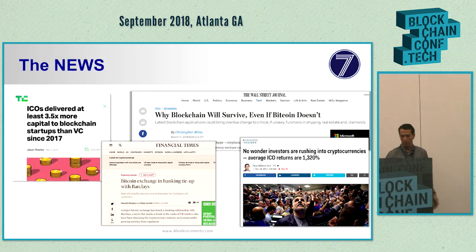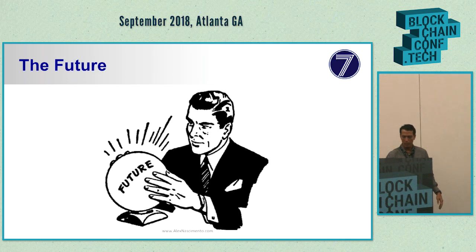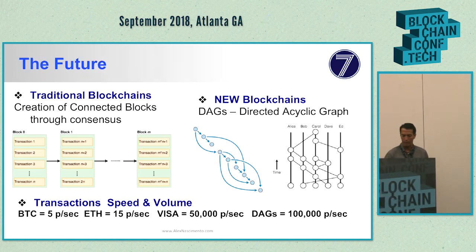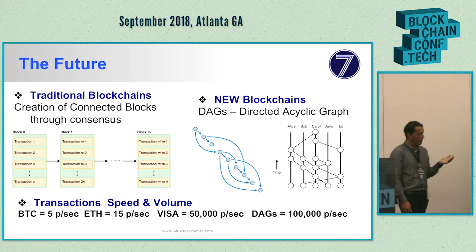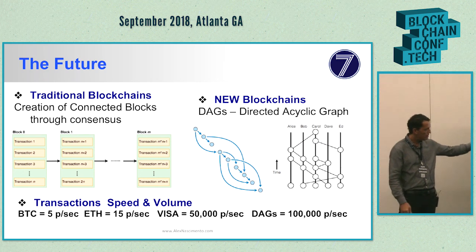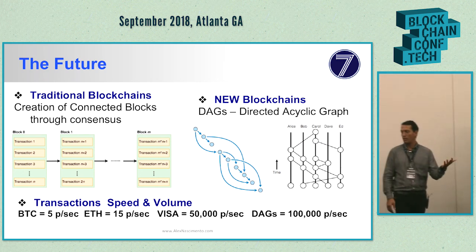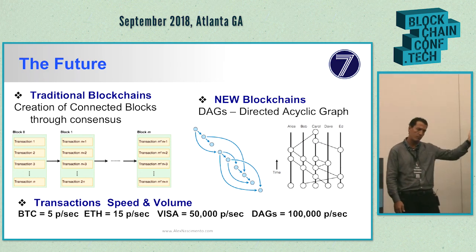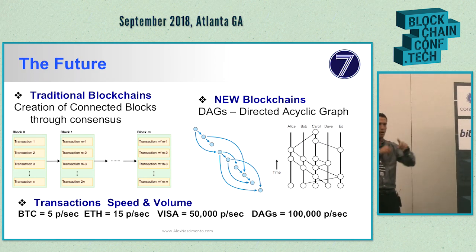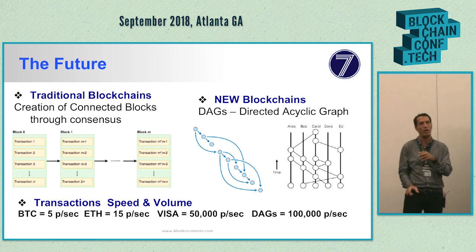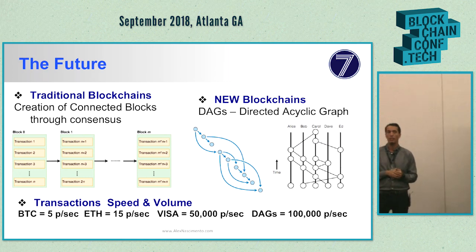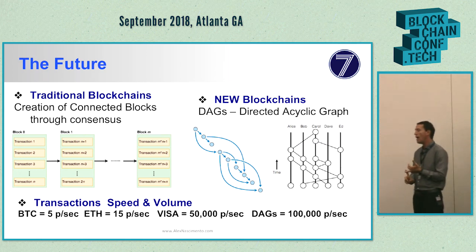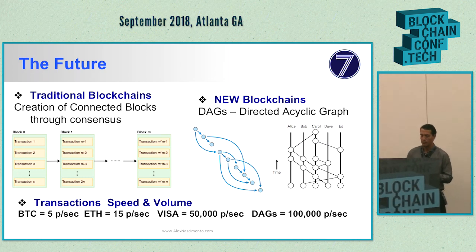We've all been following the news. But here's what I think the future is, and then I'll open it for questions. This is what we have right now, blocks. But the new blockchain, in my opinion, are going to be directed acyclic graphs, or DAGs, which is one block talks to another instead of creating a chain of blocks, right? This is going to solve a lot of problems with consensus as well as volume of transactions.